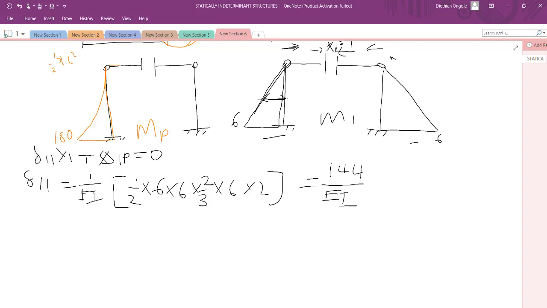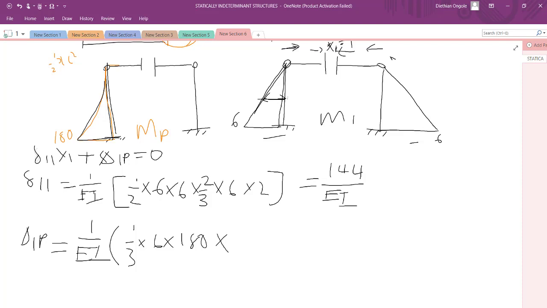Then we come and find the delta 1p. Delta 1p would be given by 1 over EI into, we already have this single shape here on this side. So its area is given by 1 over 3 times the base, which is 6, times the height, which is 180. Then times the height at the center, so its center is somewhere here, a distance of L over 4 from the base.